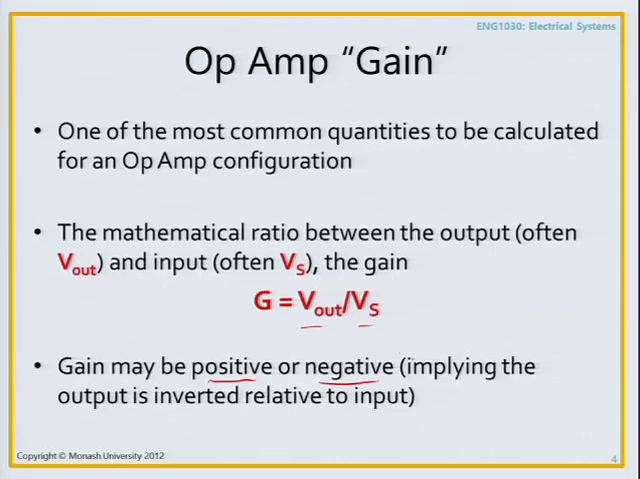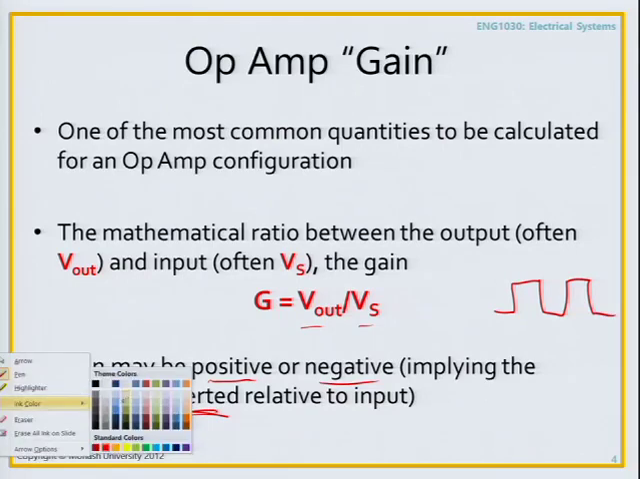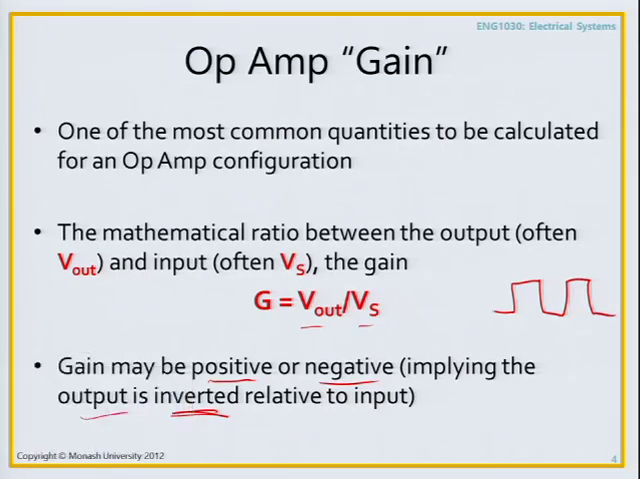If a gain is negative, then this implies that the output is simply inverted relative to the input. So if my input is like this, if I have a positive gain, maybe I can change my color here. So a positive gain would say, if this is the input, the output would be something like this. That would be a positive gain. So the output signal is some amount larger than the input signal.